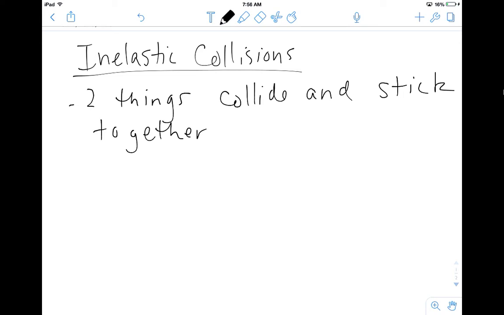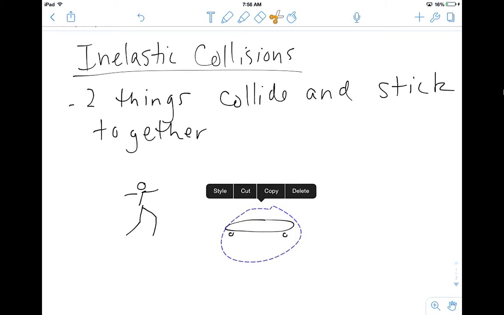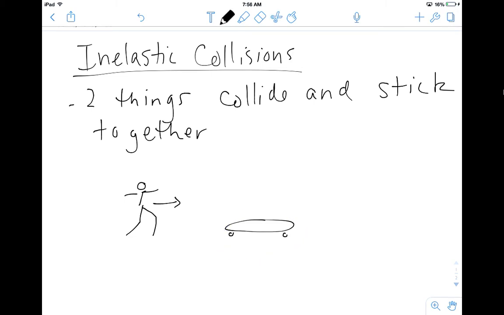And so a really good example, since I know some of you guys like to skateboard, so imagine that you've got two things. So one thing is a skateboard, and the other thing is you. Okay, so imagine that you're running. So I have two things. I've got you and I've got a skateboard.